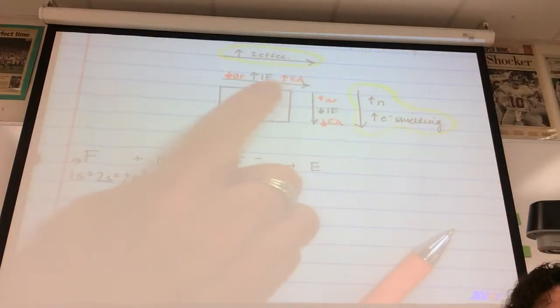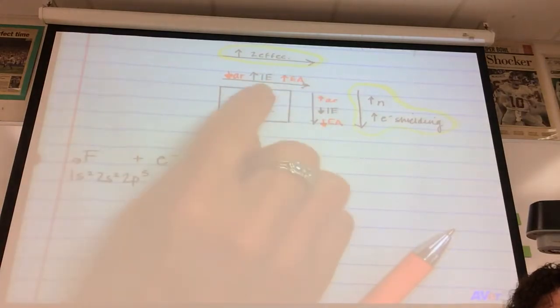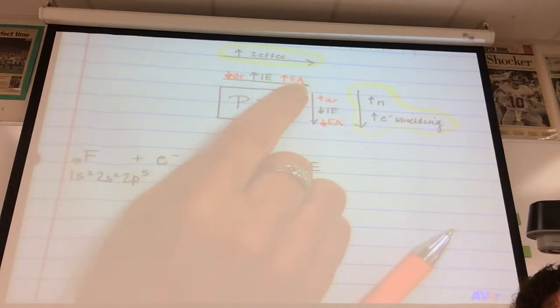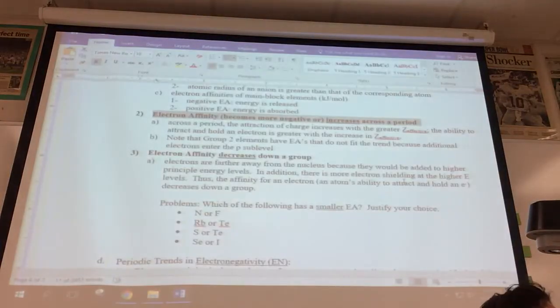Electron affinity trend looks like ionization energy, but the meaning differs. With ionization energy, that's the energy required to strip an electron from the outermost shell. With electron affinity, that is the energy associated with the atom's ability to attract and hold an electron. And that's what's indicated here.